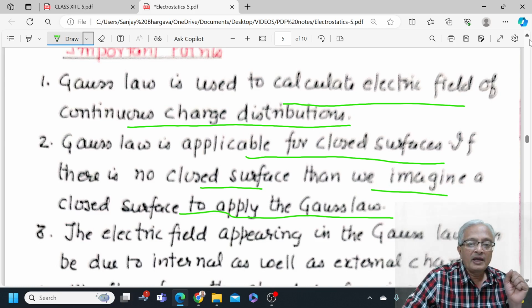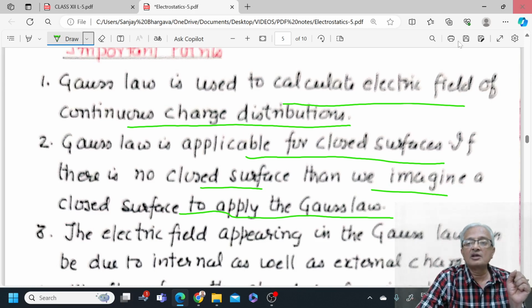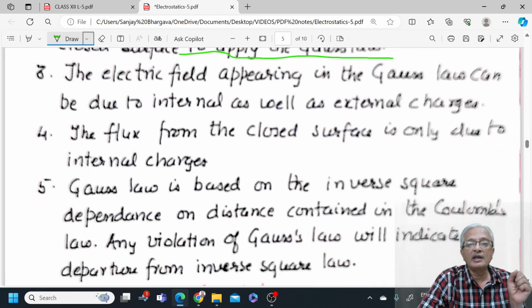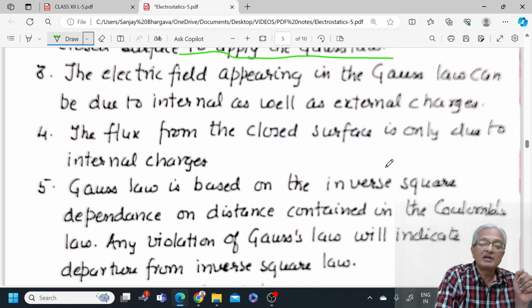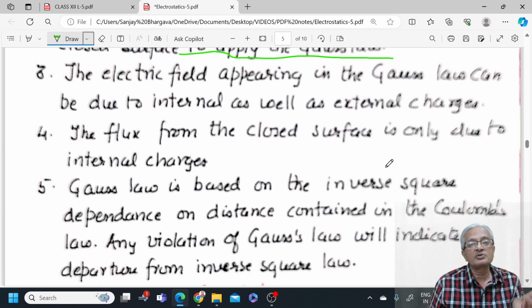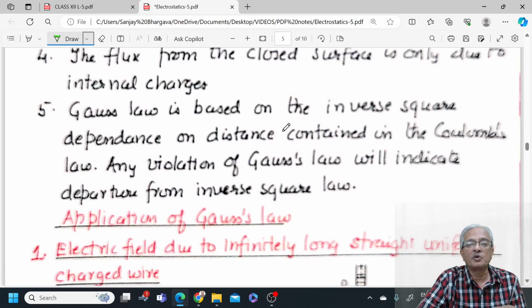The electric field that appears in the Gauss law, we have already shown it can be due to internal as well as external charges. Because external charge capital Q also had an electric field, and internal charge also produced electric field. So electric field can be due to internal as well as external charges. Now flux from the closed surface is only due to internal charges, already proved by us.